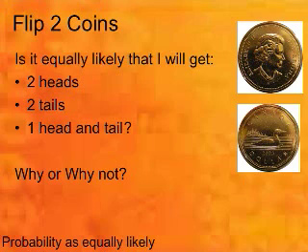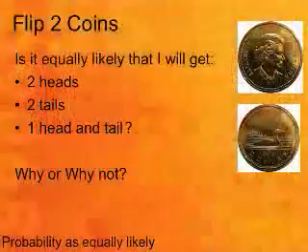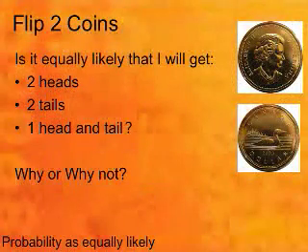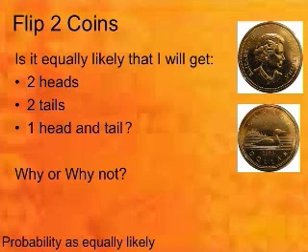So for example, we ask a child, if I flip 2 coins, is it as likely that I'll get 2 heads, 2 tails, or 1 head and a tail? And it kind of does sound like those should be equally likely, because it's all the things that can happen. And yet mathematically, it turns out that one of those things, in fact, the 1 head and 1 tail, is actually more likely than the others. That's a really tough sell for some kids.